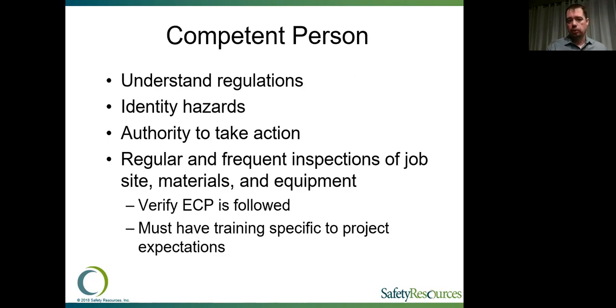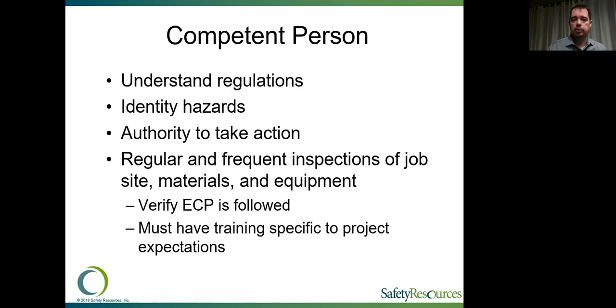So those exposure control plans have to be implemented and supervised on projects by a competent person. So somebody who's been designated by the company to ensure that they understand what the silica regulations are, making sure that they're able to identify hazards, issues with equipment, when equipment may not be performing as it needs to be, whether that's with how much water flow is being kicked out or the amount of airflow for ventilation or for dust collection systems. That competent person, just like under every other standard, also has to have the authority to take action.